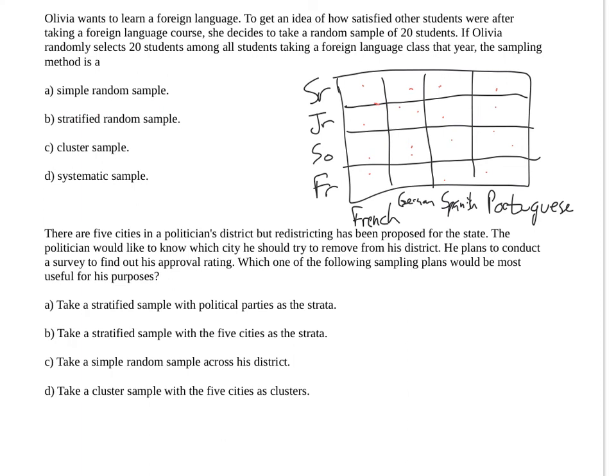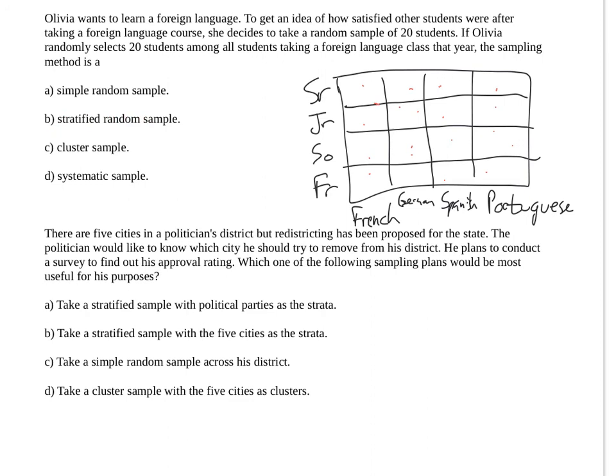question. It's a simple random sample because she's not taking any of these things into account. Now, if it had said, Olivia is going to sample 4 people or 5 people from each different language, 5 people from French, 5 from German, 5 from Spanish, and 5 from Portuguese, that would be a stratified sample, right?